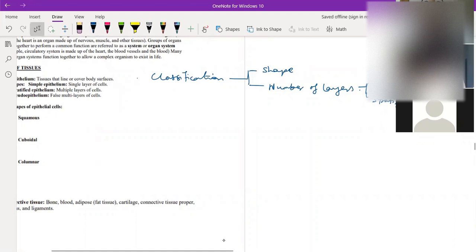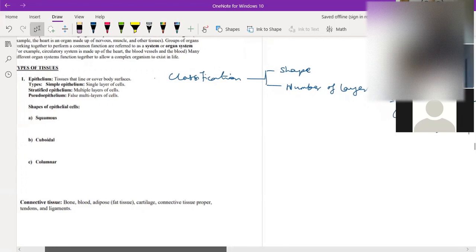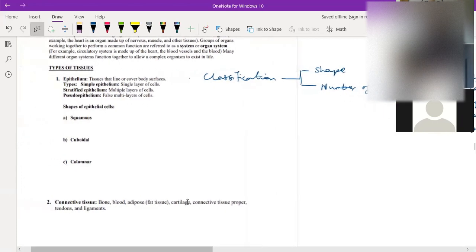Okay, so simple means only one layer. Stratified means more than one, or many layers. Multiple layers. So based on the shape, it is how we classify them. We have squamous epithelium. Squamous epithelium, they are flat cells.